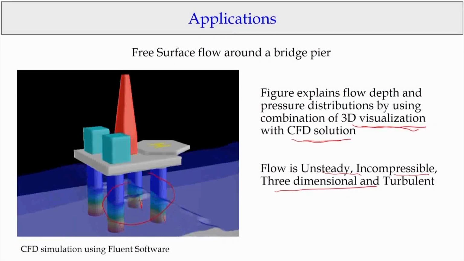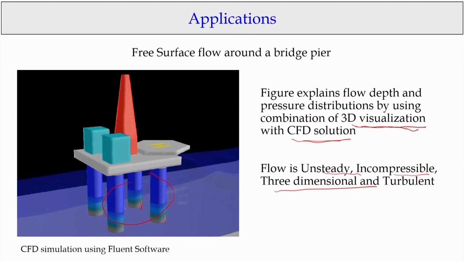If you just look at it, there is a breaking of the waves happening, and how this flow is coming, how it is hitting the different bridge piers, and the different bridge piers having different amounts of pressure acting on them. The force due to the pressure diagrams is different. So, these types of visualizations are nowadays possible with the help of CFD solutions and 3D visualizations.